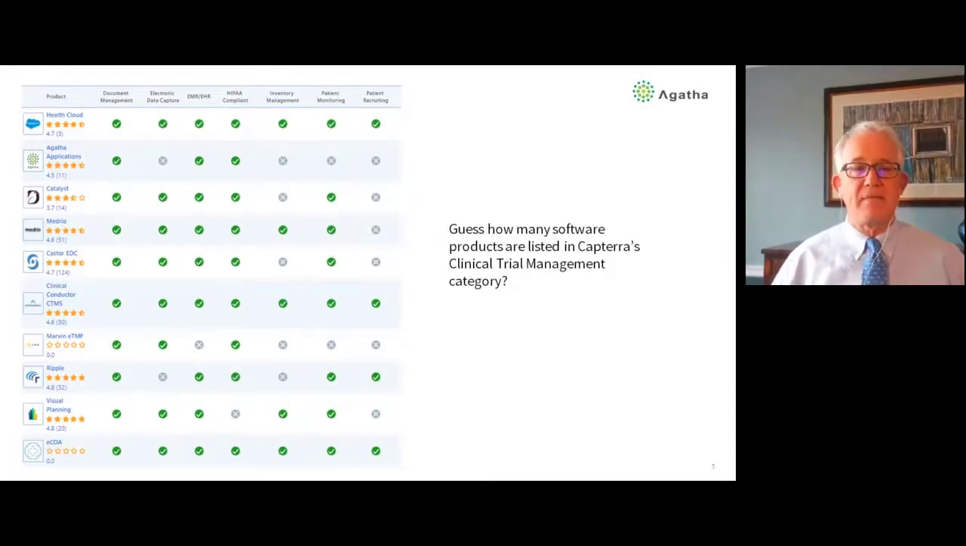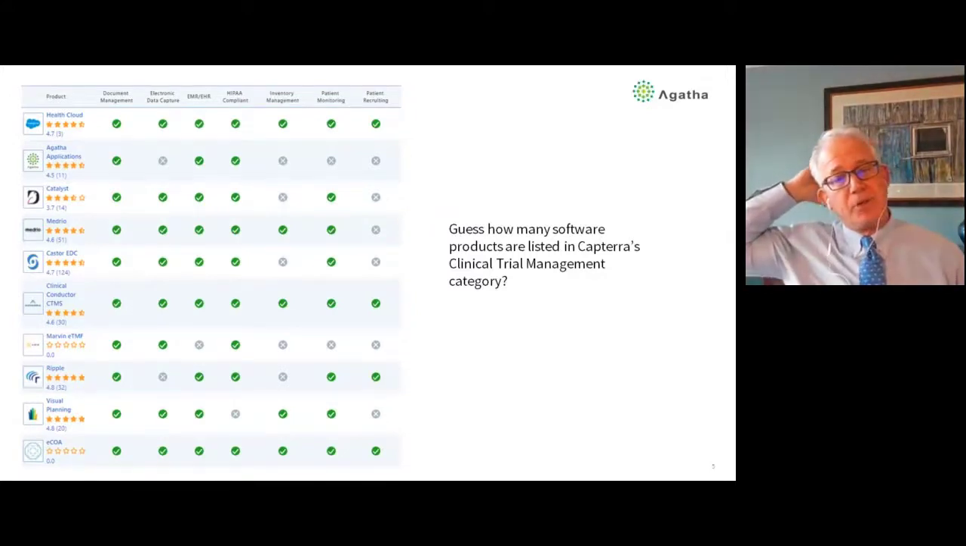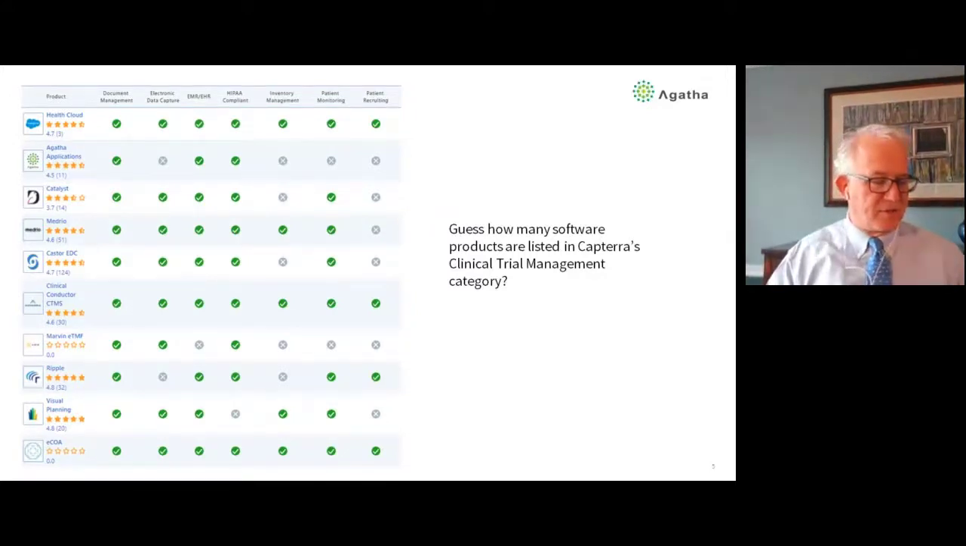So guess how many? What do I see on screen? 10 or so? Well, get ready for 18 pages of that. 188 products are listed in Capterra's ClinOps software category, including Agatha. So there's a lot out there, a lot of messages, a lot to sort through.